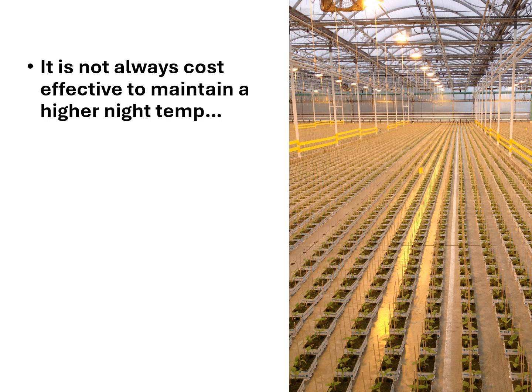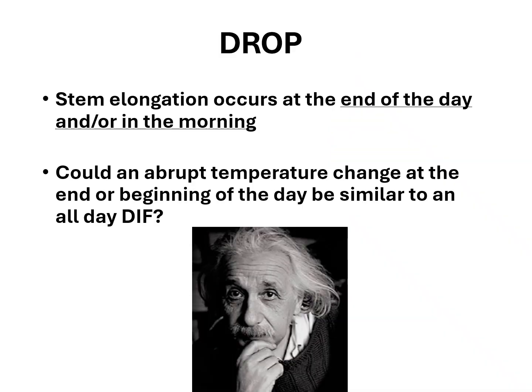Now, these are low value crops, and it can become very expensive to maintain a high night temperature for the entire night. If you're doing it every 5 days, it starts to add up. So what can be done? Well, there is something called the drop.